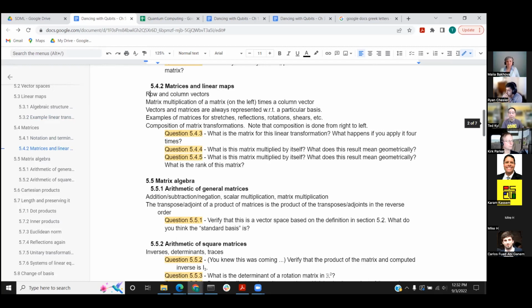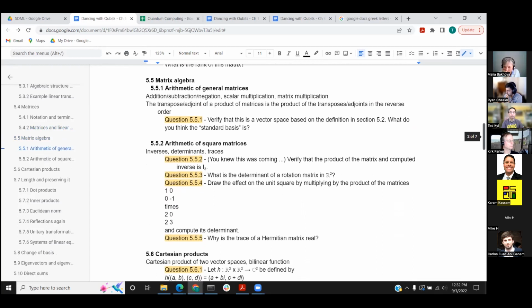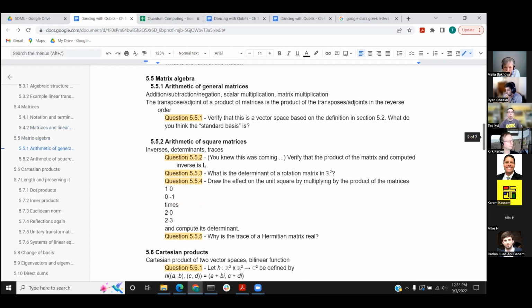All right. Matrix algebra. So, arithmetic on matrices. I don't think we're going to do a lot of it, but you can add and subtract matrices that are the same size. You can do scalar multiplication. We've defined matrix multiplication.